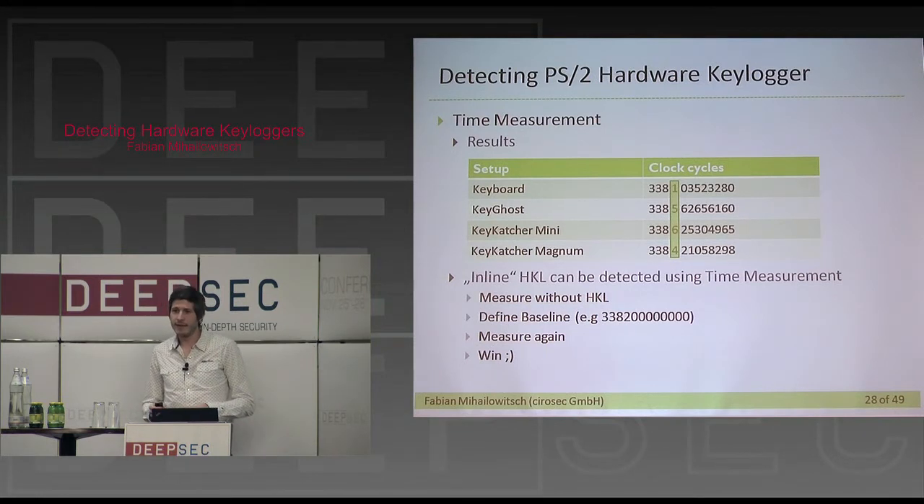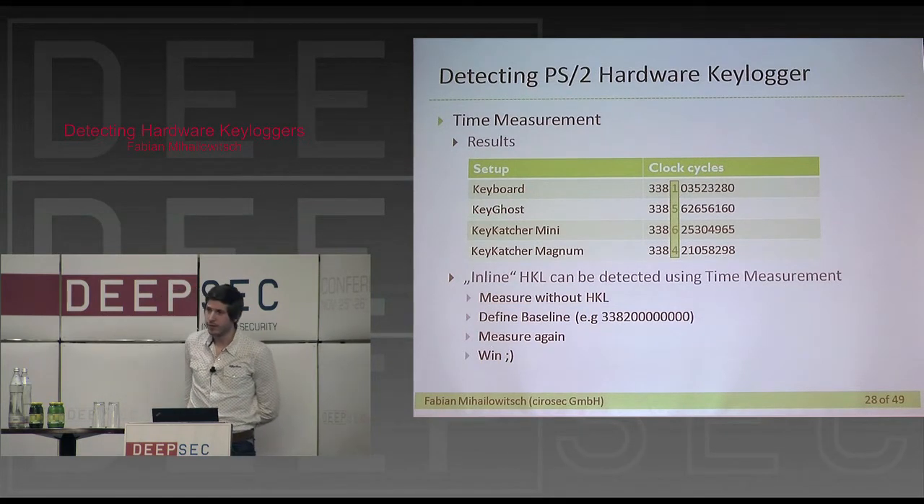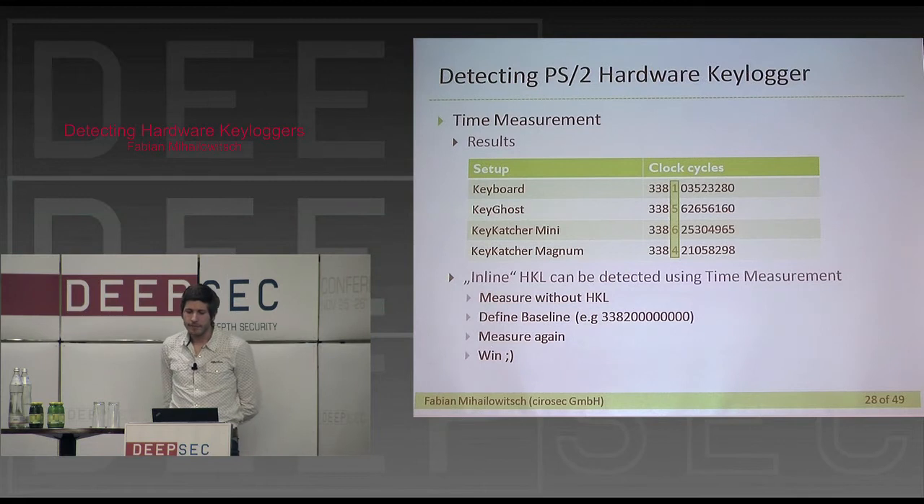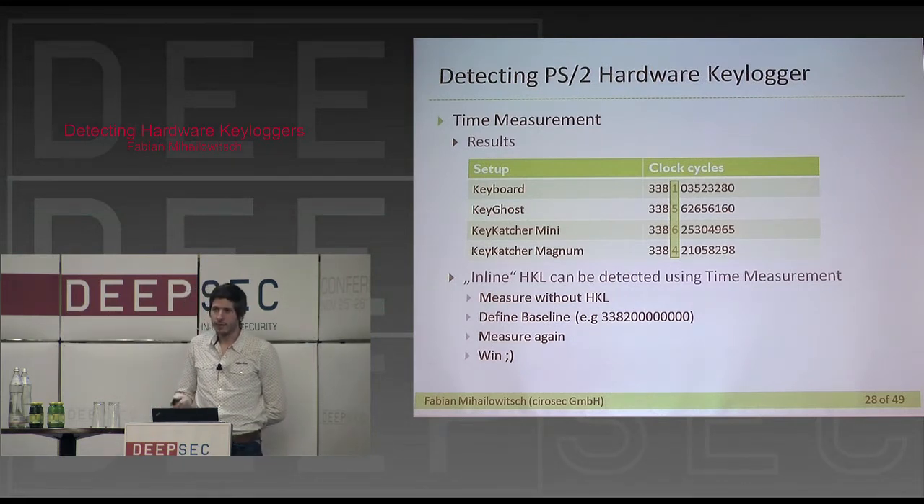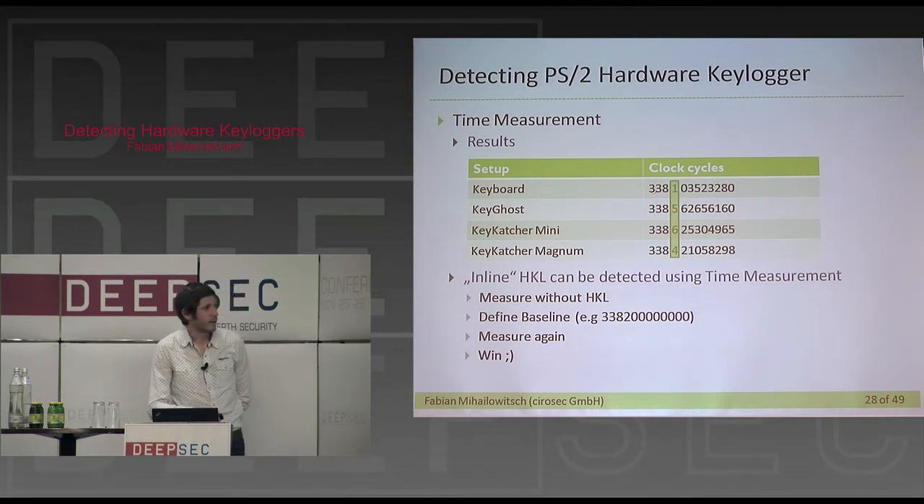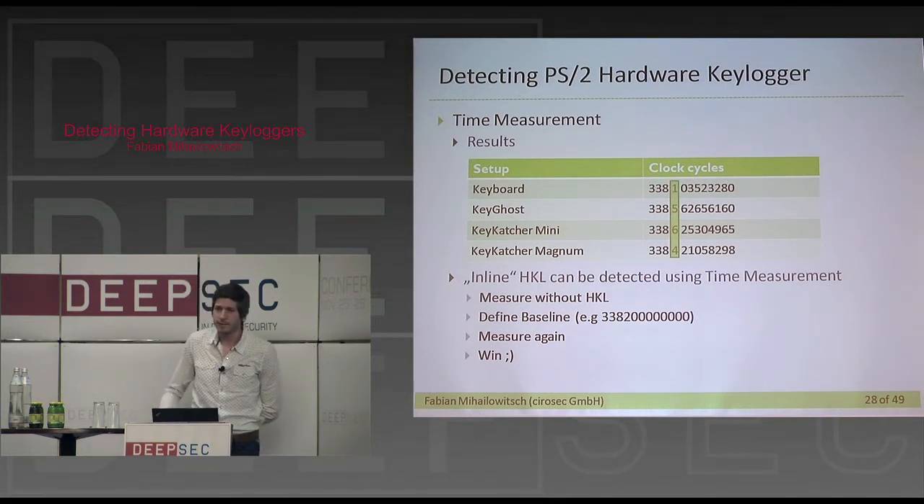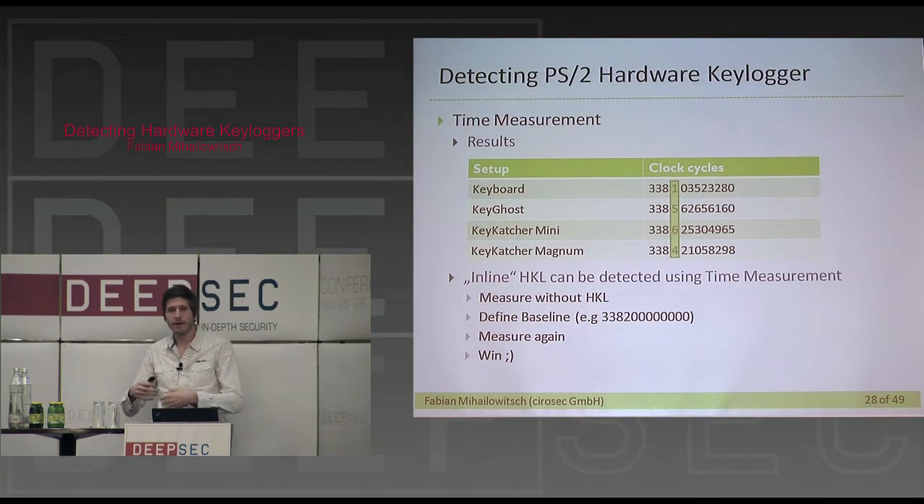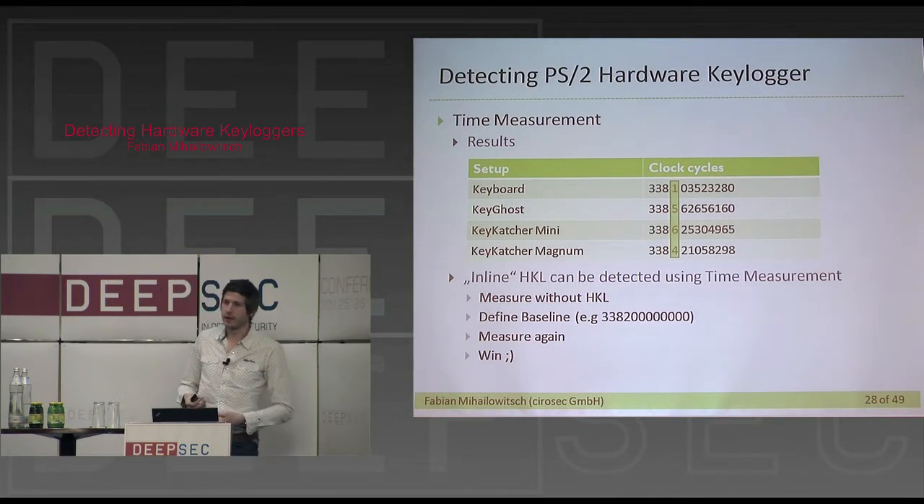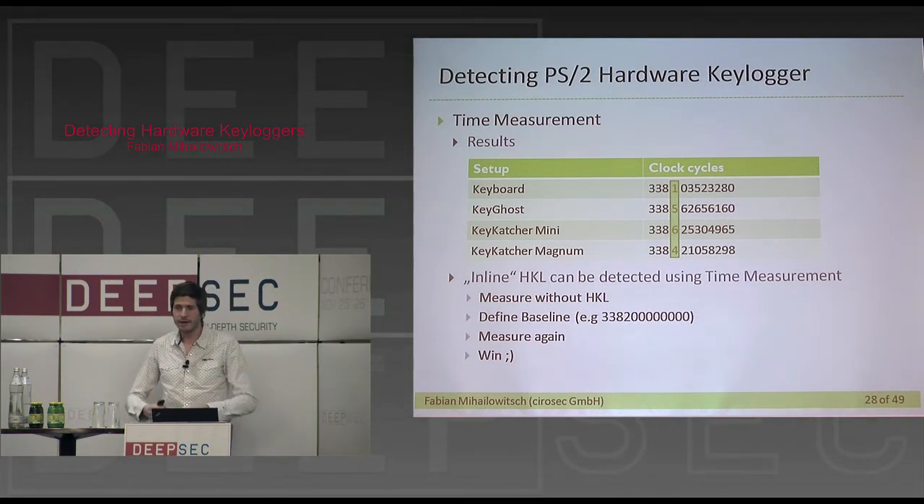So we actually can detect PS2-based hardware keyloggers, which are placed inline, using a time measurement with the code I wrote. At first, we would do a measurement without a hardware keylogger. Then we would define a baseline. In that example, we could use 3382 as the baseline. Then we can run the code again, like checks for an AV software. And once it is above the value, we can say, okay, something was plugged in line here, and it's detected.